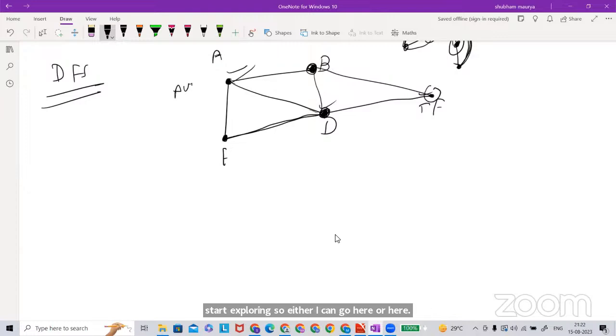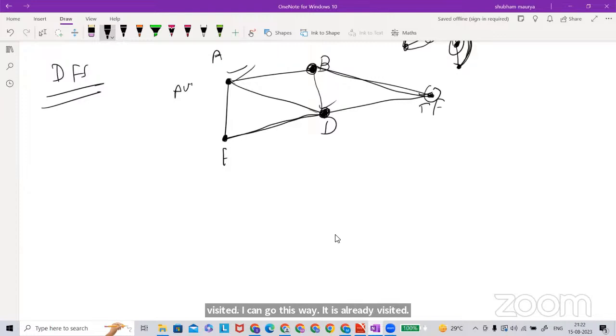Now here we can go here. From here, the unvisited vertex is this one. From B, I can see this one and it reaches here and starts exploring. From here, I can go this way, but it is already visited. I can go this way, it is already visited.